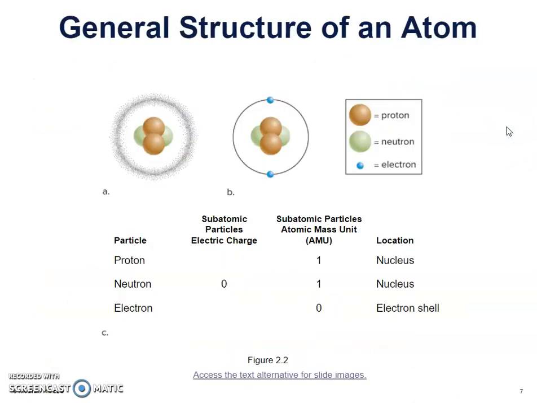Here's the general structure of an atom. Protons and neutrons are in the nucleus in this central region right here, and electrons are found in this outer area here, often called an electron shell. You'll notice how much smaller they are. This isn't even to scale. This is way bigger than an electron actually is compared to a proton or a neutron.